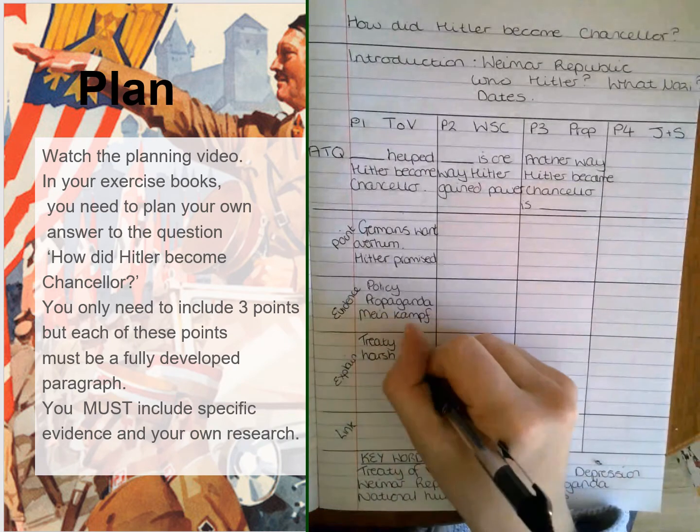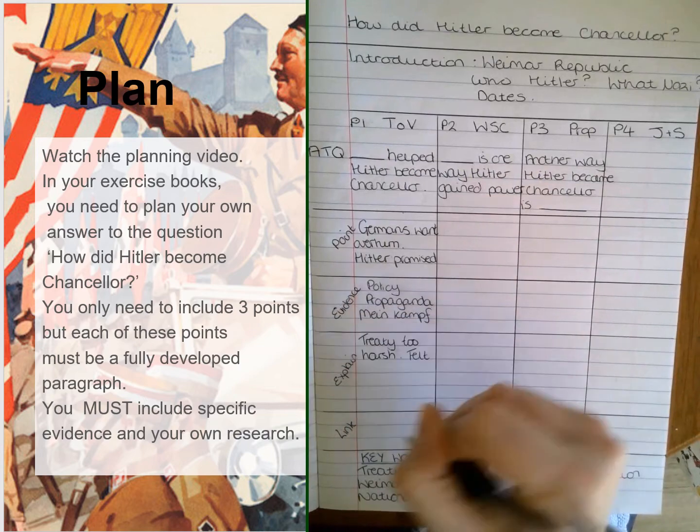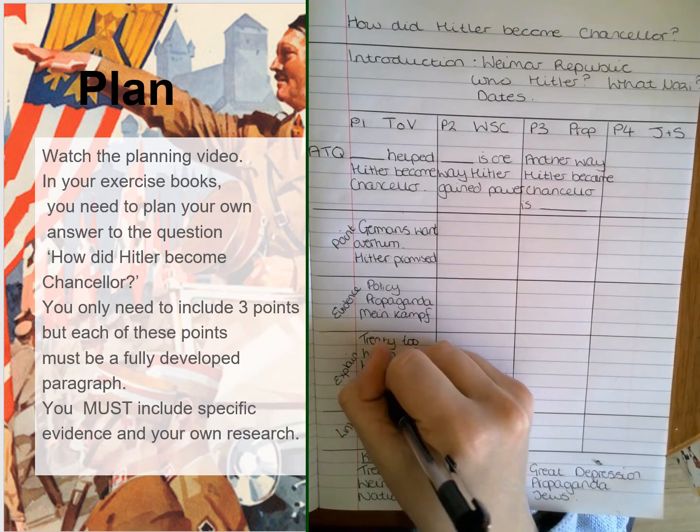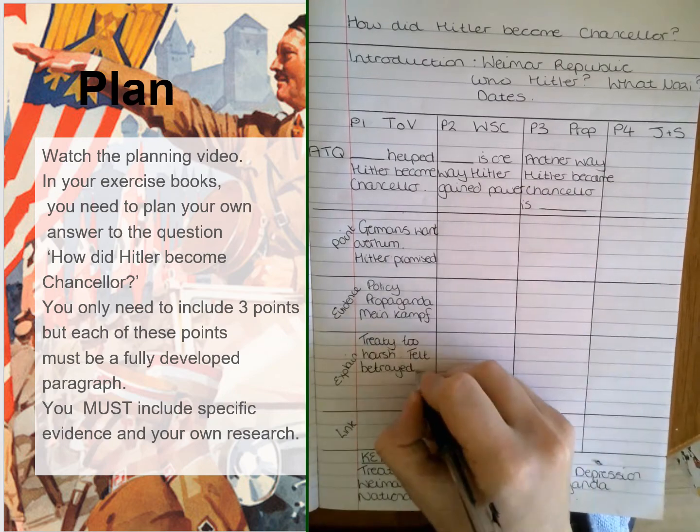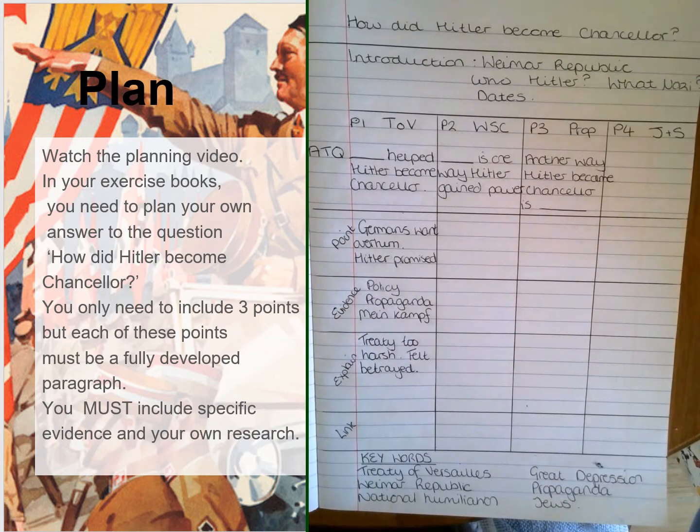I need to explain that the German people felt betrayed. They felt betrayed by the Treaty of Versailles, and they felt betrayed by their government for signing it. I might use the quote of them being November criminals. I might explain why they felt betrayed, talk about how they thought that they were winning the war, and all of a sudden they were forced to surrender and admit guilt.